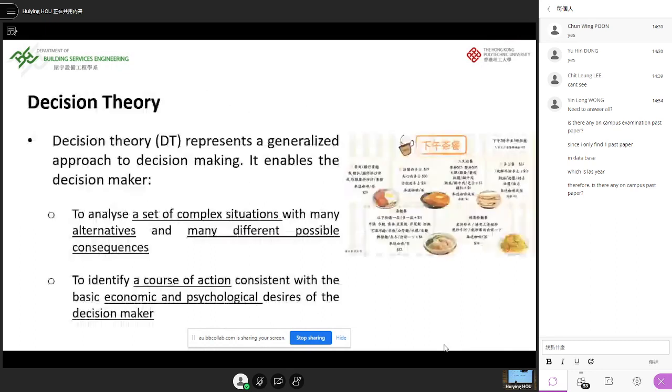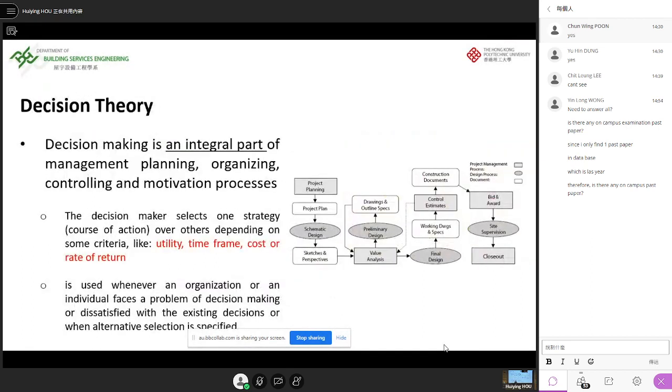So decision theory. I talk about what decision theory is about, and the rationale behind developing certain models for decision making using mathematical models. How do we transform the decision making process into a mathematical model? AHP is one of the examples, right? So it's very important for you to understand what decision theory is about.